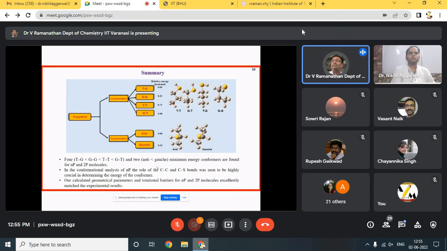And we found that in the case of propane thiol, especially 1-propane thiol, both the CC and the CS bond rotations, the change in dihedral angle, play a crucial role in determining which of the conformers is the lowest energy conformer. And because of looking at the molecule in a much closer way, whatever computational results we got matched significantly well with the experimentally reported results.